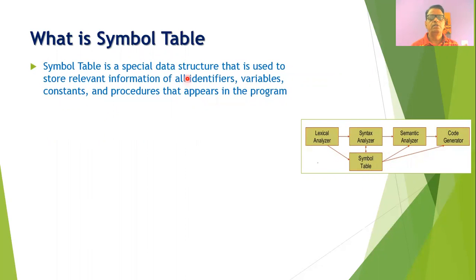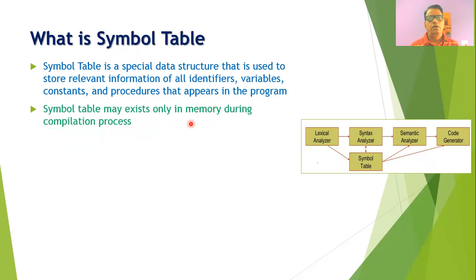So symbol table is a special data structure that is used to store relevant information of all the names that appear within the program. So the identifiers, variables, constants, procedures, functions, whatever names appear within your source program, the information related with all these names is stored in a special data structure, and this data structure is called the symbol table. And whenever the compiler needs to find out the information related with these names, it will extract this information from the symbol table.